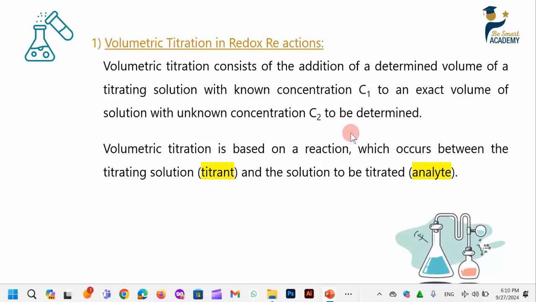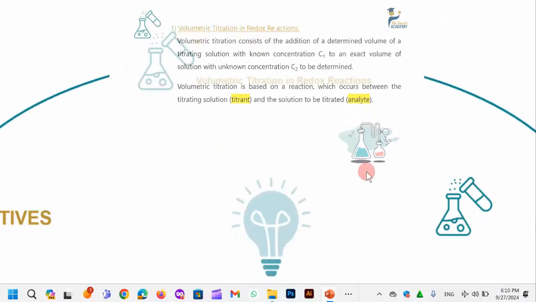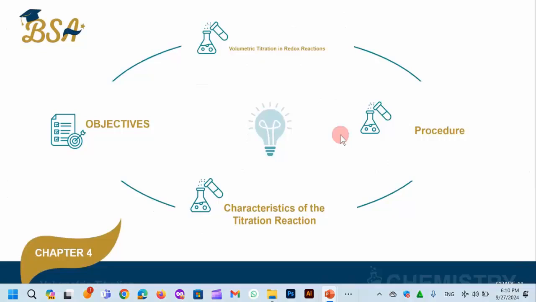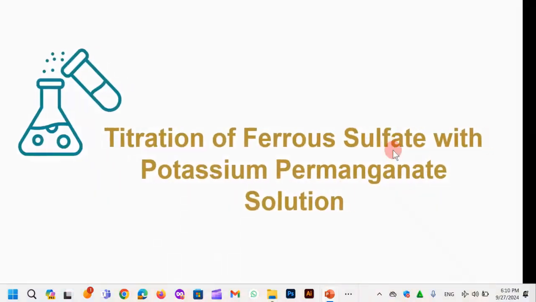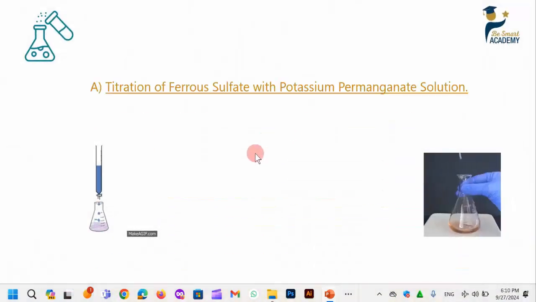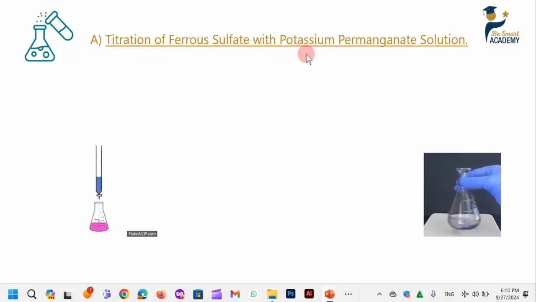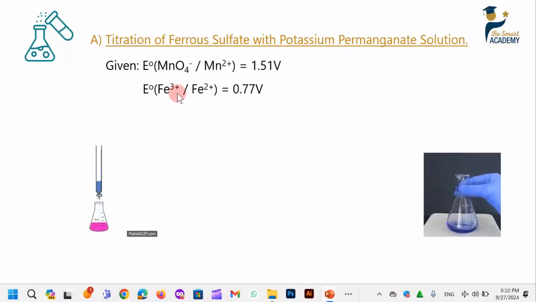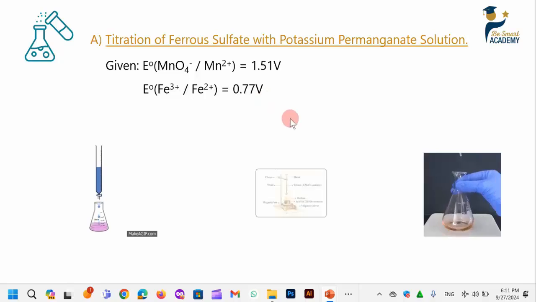From a specific volume I can calculate the concentration of the solution in the beaker. For example, titration of ferrous sulfate with potassium permanganate solution. Let's give E node for MnO4 minus to Mn2 plus as 1.71 volt. E node for Fe3 plus to Fe2 plus equals 0.77 volt.